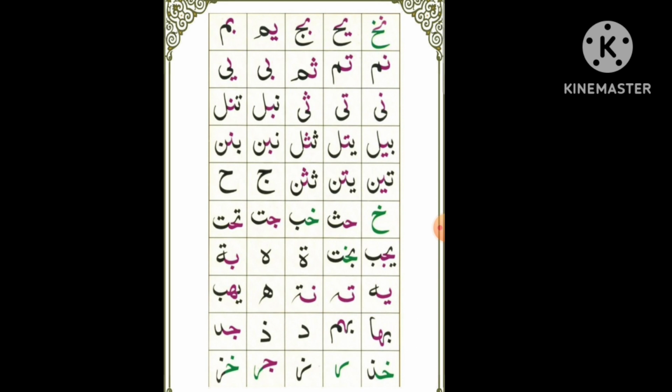Come to the next line. Noon Mim, Ta Mim, Sa Mim, Ba Ya, Ba Ya. It is a Ya. Now can you see in this that Ba has a standing line and there is a dot below it.